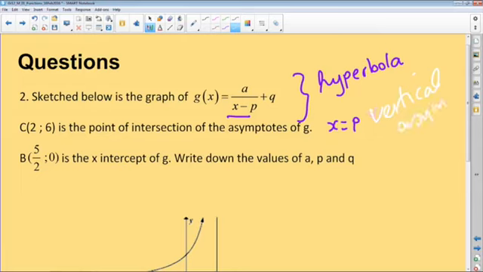All right, and then y is equal to q would be my horizontal asymptote. It goes straight through the y-axis. Okay, so I already know that. I'm keeping that in mind.